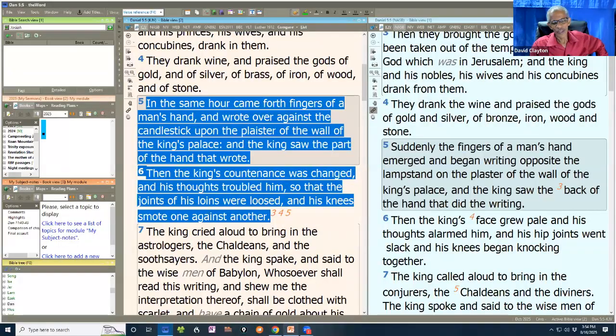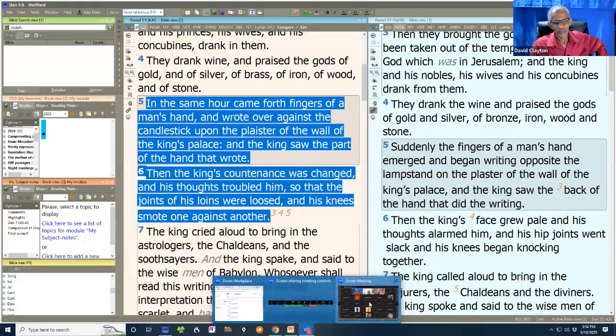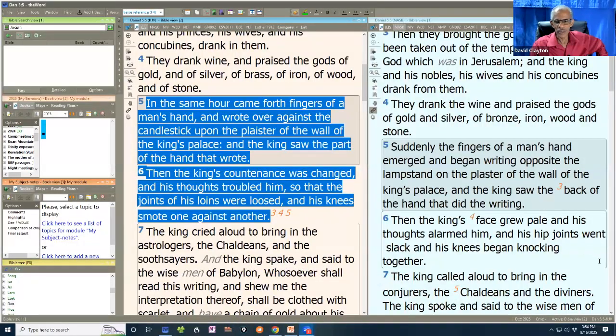I used to find it really amusing when you watch a movie or something and you see somebody's knees beginning to knock. I mean, I've seen it in real life, but in real life your knees don't knock in an exaggerated way. But Belshazzar was obviously scared out of his wits, because he sees a hand.